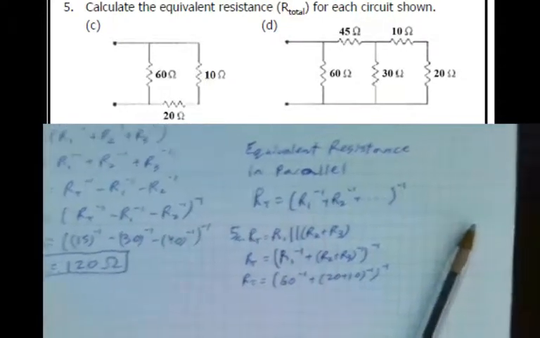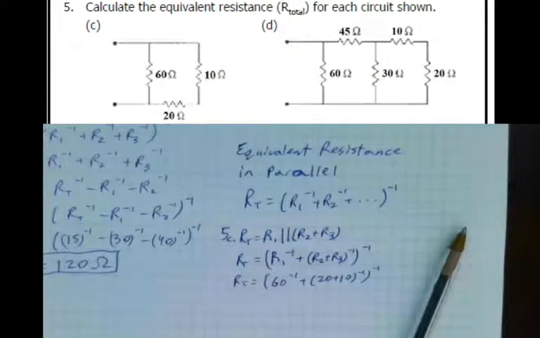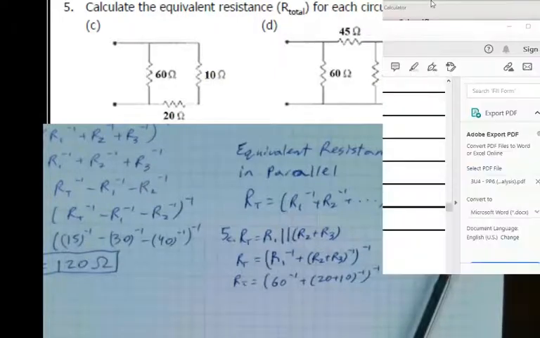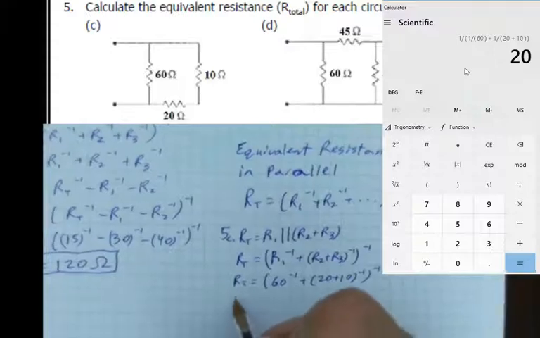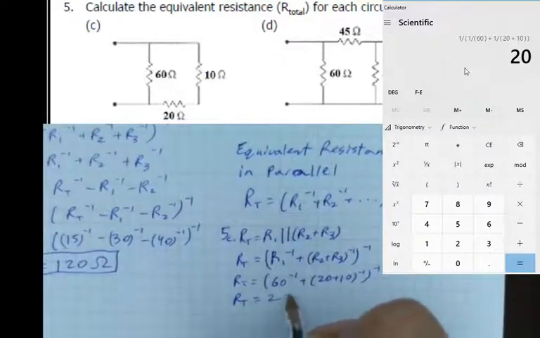And let's move this over a bit so we can turn our calculator on. You can see the calculation. So here we have bracket 60 plus bracket 20 plus 10. Reciprocate that. Close the bracket, reciprocate. We end up with a total resistance, an RT, of 20 ohms.